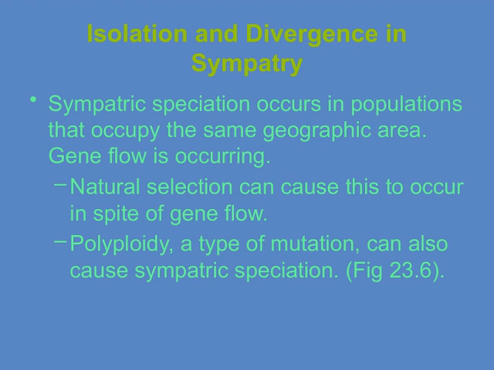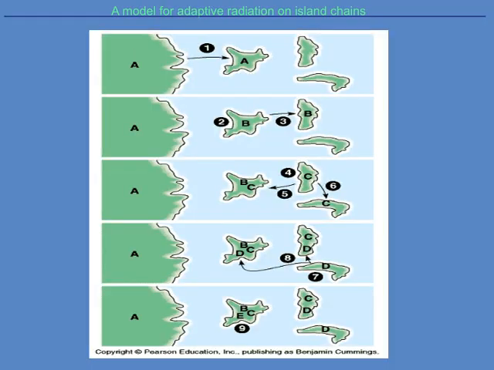It shows that divergence isn't always about geographic separation, but can result from these other mechanisms that promote divergence even when populations are in close contact. Let's take a closer look at this model for adaptive radiation on island chains.